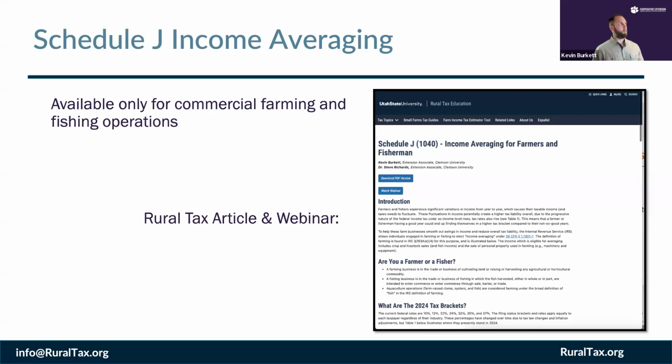it as well. But Schedule J income averaging can be a quite powerful and quite helpful tax management tool, but it's only available for commercial farming and fishing operations. And so if we have quite a bit of farm income, Schedule J and income averaging is something we may want to take a look at, but our other types of businesses would not qualify for this type of provision. So it can be quite helpful.